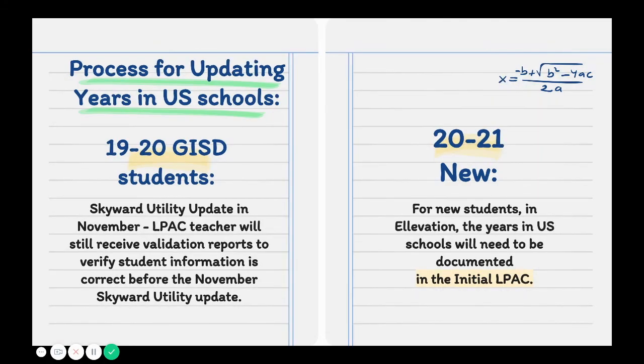For new enrollees in GISD, this is a new section in your initial LPAC where you will document how many years in U.S. school the student has been. This is what will then be sent into Skyward to keep track from here on of the years in U.S. schools for the student. Our goal is that at the end of the school year, when we need to find out how many years in U.S. schools students have been here, it'll be a matter of running a report in Skyward.